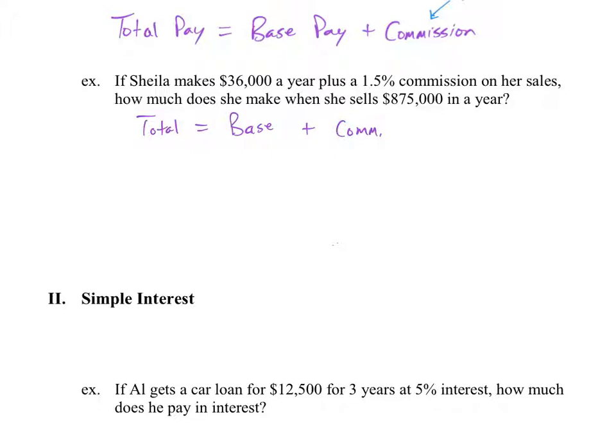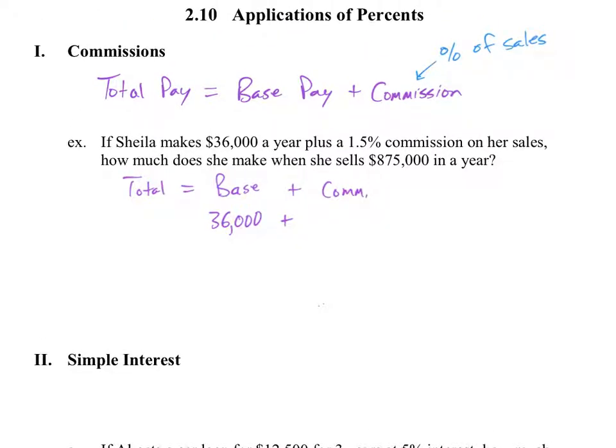And for these, the base pay is, anyone? $36,000. Perfect. That's the amount of money she makes without selling anything. Now this commission is a certain percentage of the sales. So we have our sales right here, and the percentage is 1.5. So we need to say, what's 1.5% of 875,000?